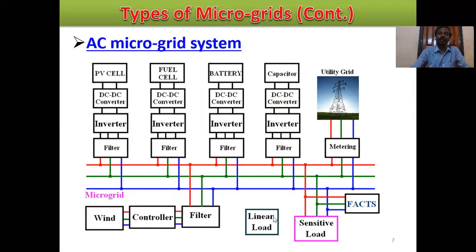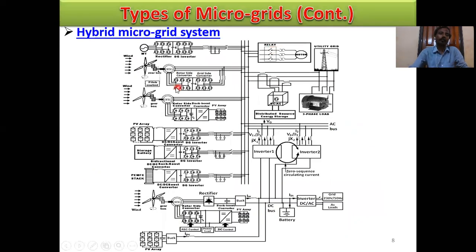And in this section, load side, mainly linear or sensitive load. For sensitive load protection purposes, we can use a FACTS controlling device. And this is the utility grid, which is connected with metering or one connector. And also this type of microgrid is very simple, reliable, and efficiency is high.